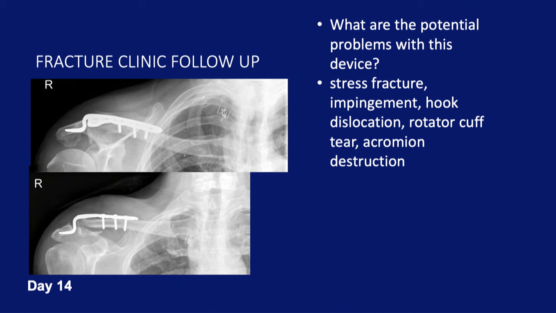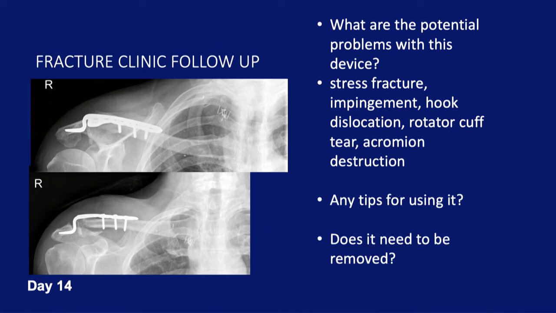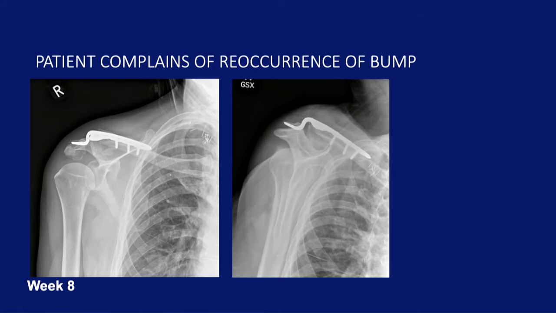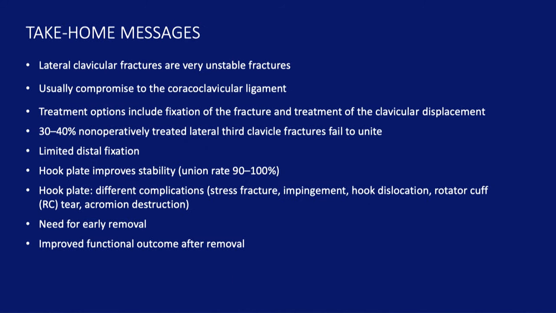So what are the potential problems with the hook plate? There could be stress fracture, there could be impingement syndrome, there could be hook dislocation. Sometimes you can get a rotator cuff tear and acromion destruction can be there. So it has to be placed very judiciously and used very judiciously. And this certainly needs removal. So the hook plate which was placed in that patient started giving up and it gave way. The take-home message for lateral clavicular fractures is that these are very unstable fractures. Usually there is a compromise of the coracoclavicular ligament.